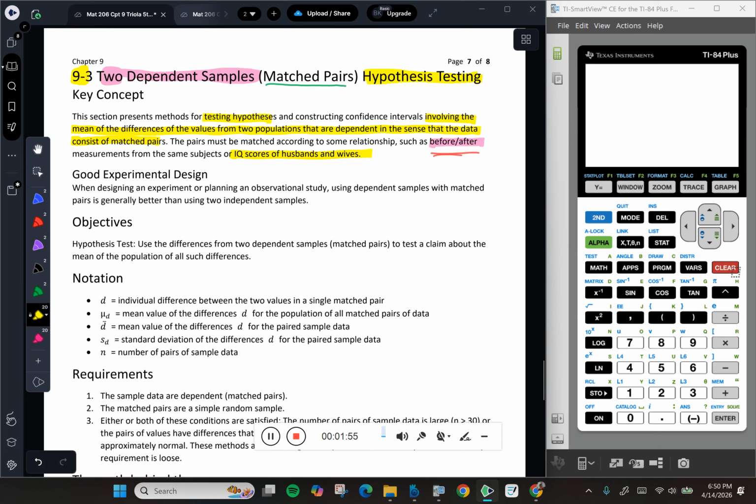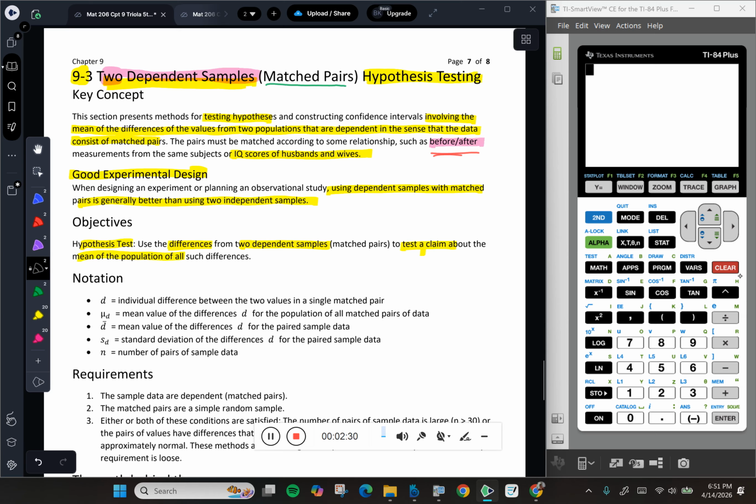This kind of falls under the idea of good experimental design, right? Using dependent samples with matched pairs is generally better than using two independent samples to compare groups. This really gets back to the idea of the before and after, okay? Now, when we do a couple examples, we'll see these are probably, of all the two dependent sample hypothesis testing, the hardest, right? So our objective is to use that hypothesis test, to use the differences from the two dependent samples to test a claim about the mean of the population.